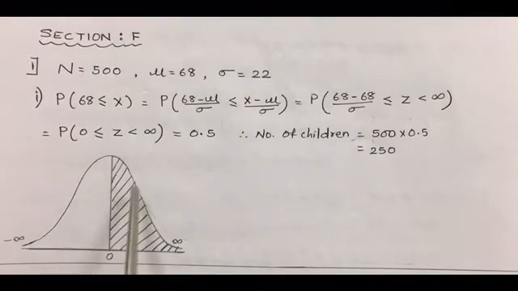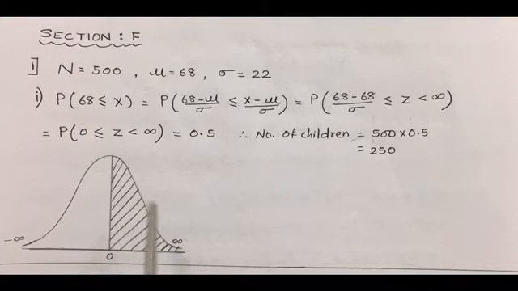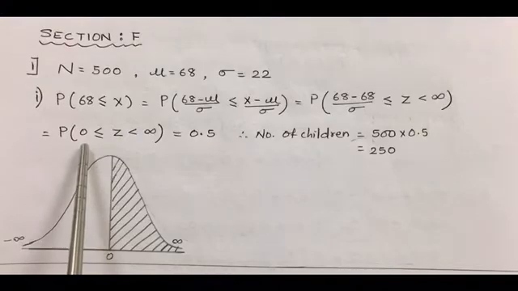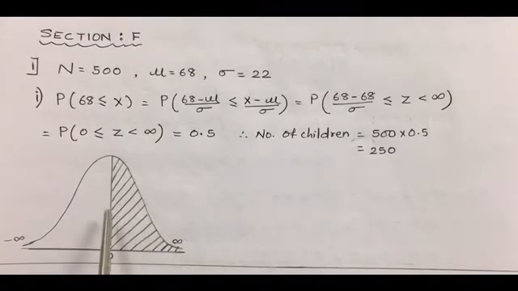Now putting in the bell-shaped graph, the vertical line exactly in the middle is 0 till infinity, because the probability, or the area, is covered from 0 to infinity. So 0 to infinity area is being shaded. So this is how the first question is answered for the number of children scoring marks more than 68.